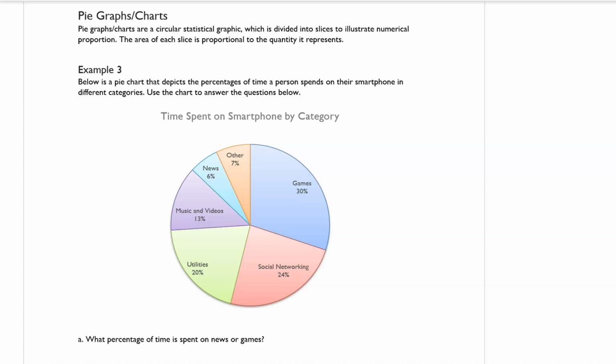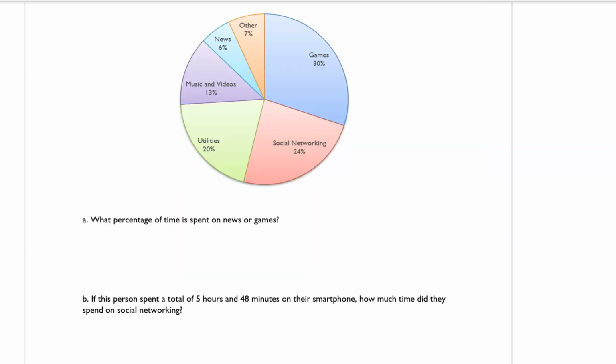Example 3 says, below is a pie chart that depicts the percentages of time a person spends on their smartphone in different categories. Use the chart to answer the questions below. Part A says what percentage of time is spent on news or games. So we want to find news here and we want to find games here. And news is 6% of the total time and games are 30% of the total time.